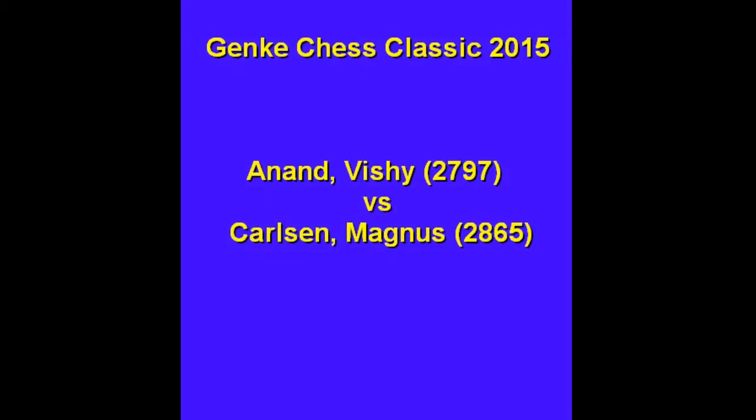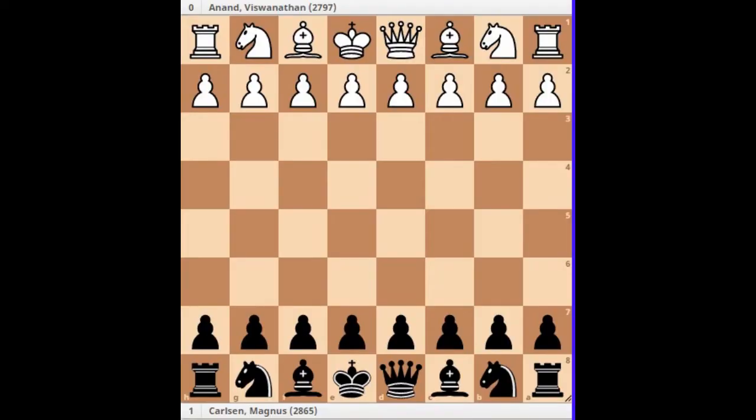Hello friends, today I'm going to show you a Genki Chess Classic match which was played between Vishwanathan Anand and Magnus Carlsen in 2015. The reason I've chosen this match is because of the Dutch defense. I would like to show you how you can play with the Dutch defense, and in this game Magnus Carlsen was playing with black, and he has chosen the Dutch defense.